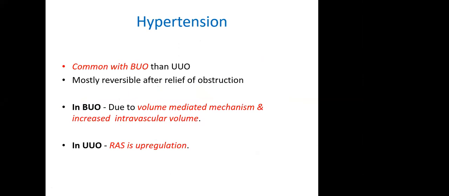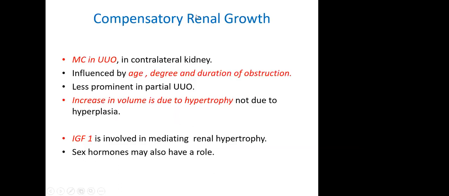As I already told, in bilateral urinary obstruction no urine will be there, and the patient will present with oliguria, anuria. So all the intravascular volume will be raised. As a result of this raised intravascular volume, hypertension will be there. However, hypertension in unilateral urinary tract obstruction is due to renin-angiotensin upregulation.